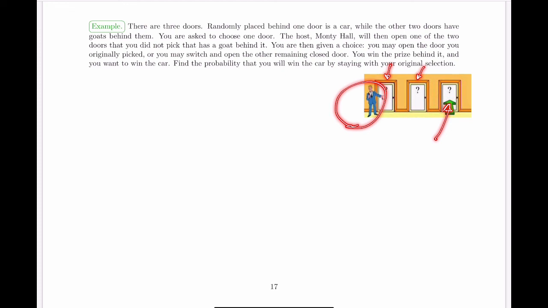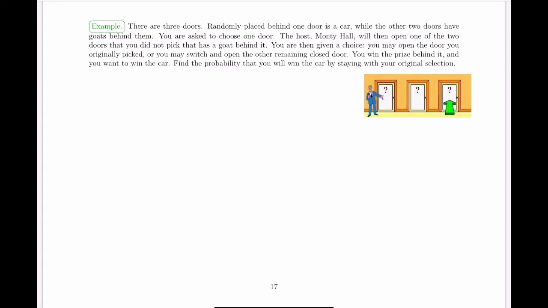And the choice is up to you, whether you stick with your original option or you pick the door that has not yet been opened. So you either stay with your original choice or you switch based on the fact that the host opened the door and revealed a goat behind it. This can be solved using probabilities, and we can actually construct a tree diagram for that as well.